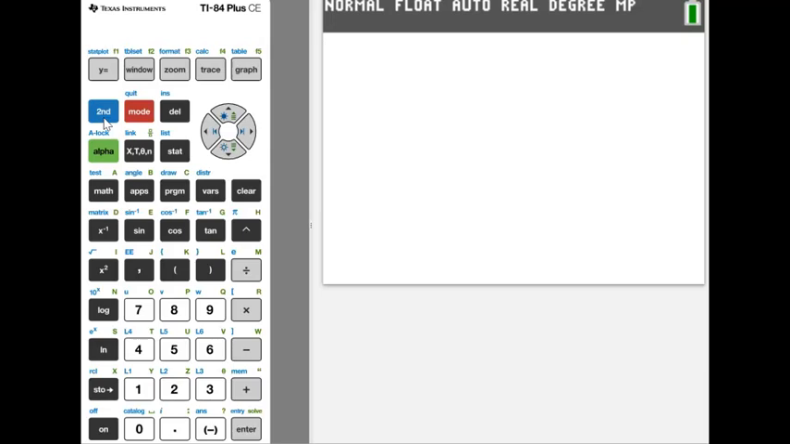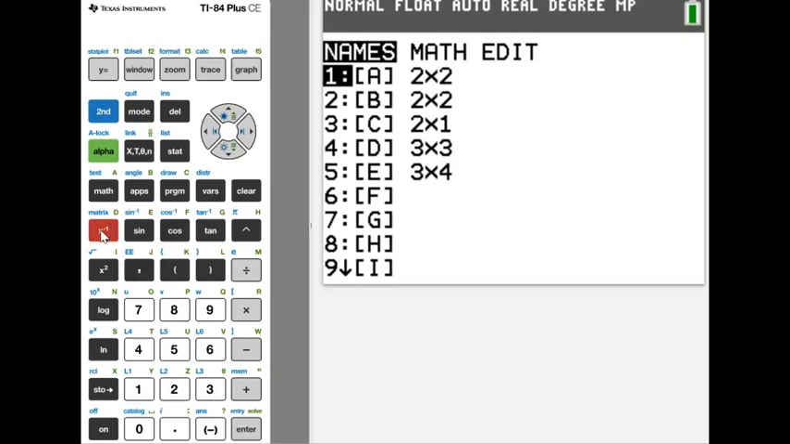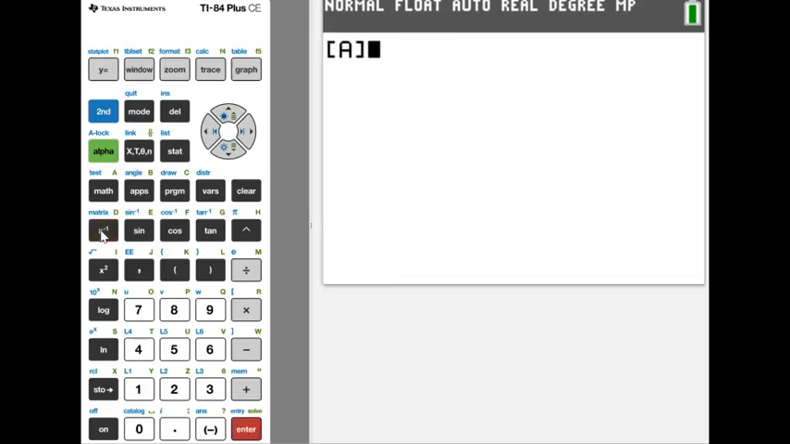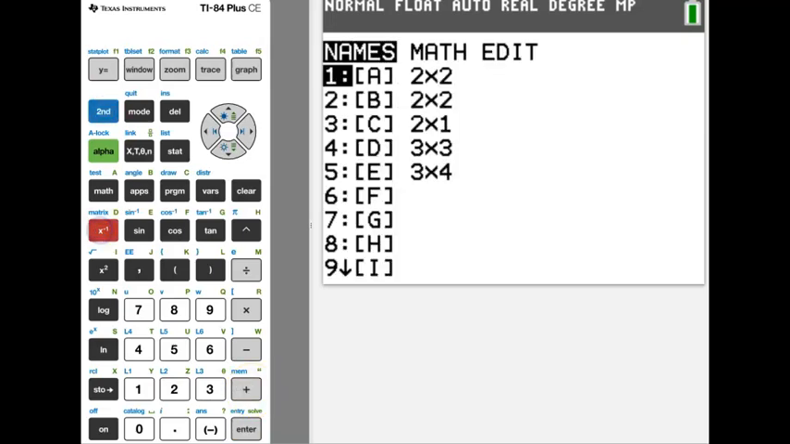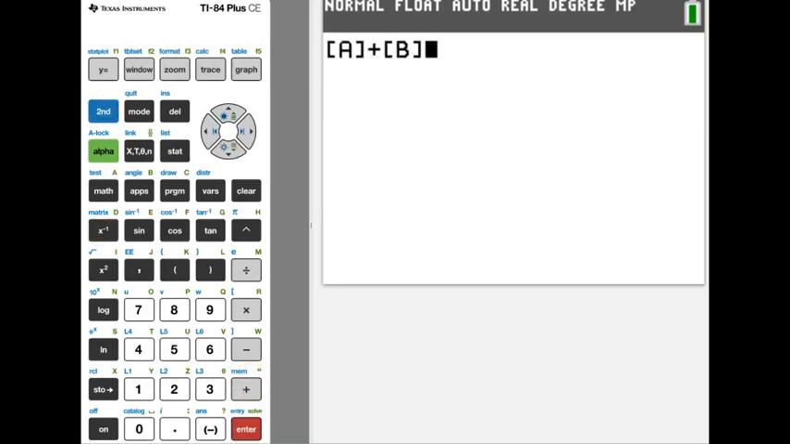All right, so let's go back to number 22. And we want to add matrix A plus B. So I'm going to go back to the matrix menu, but stay on names. And I'm going to pick A plus, go back to the matrix menu and pick B. And then there is the same solution we got by adding. Now, we added that by hand much faster than we did typing all that into the calculator.